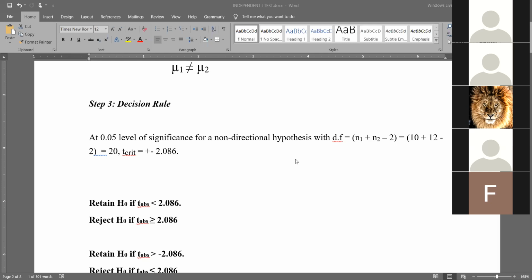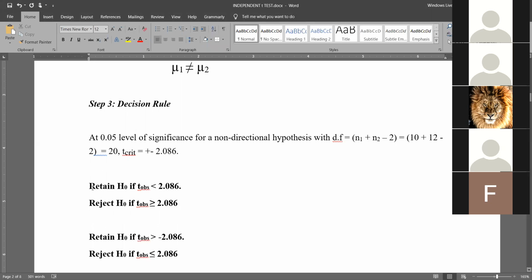Okay. So after you are done generating your critical value, you then state this rule. This is a thumb rule. You retain H0, you indicate we are retaining the null hypothesis, if T observed... The T observed is the value that we'll be calculating later. We'll be doing some calculations, and at the end of the calculation, we are supposed to get a value.